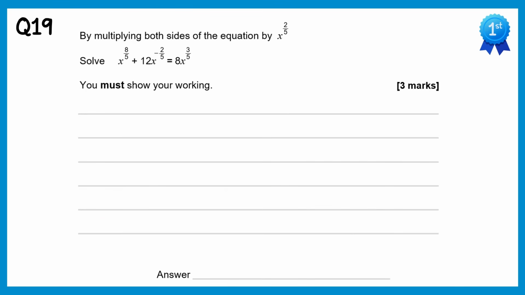In this question, we're multiplying by x to the power 2/5, so we need to add 2/5 to each of the powers. So 8 over 5 plus 2 over 5 is 10 over 5. For the next term, negative 2/5 add 2/5 is 0. And for the final term, 3/5 add 2/5 is 5/5. 10 over 5 is just 2, x to the 0 is 1, and 5 over 5 is 1, but we don't write that 1.